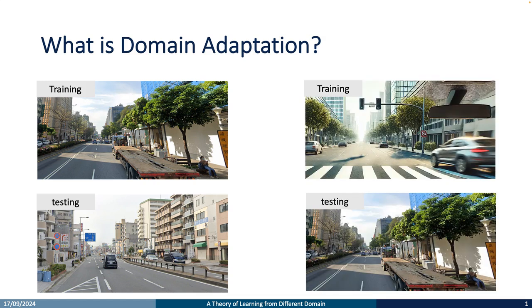Another common case is when a model is trained on synthetic data generated by simulators or other models. This synthetic data often does not exactly match the real-world environment. Therefore, understanding the theory behind domain adaptation is crucial.